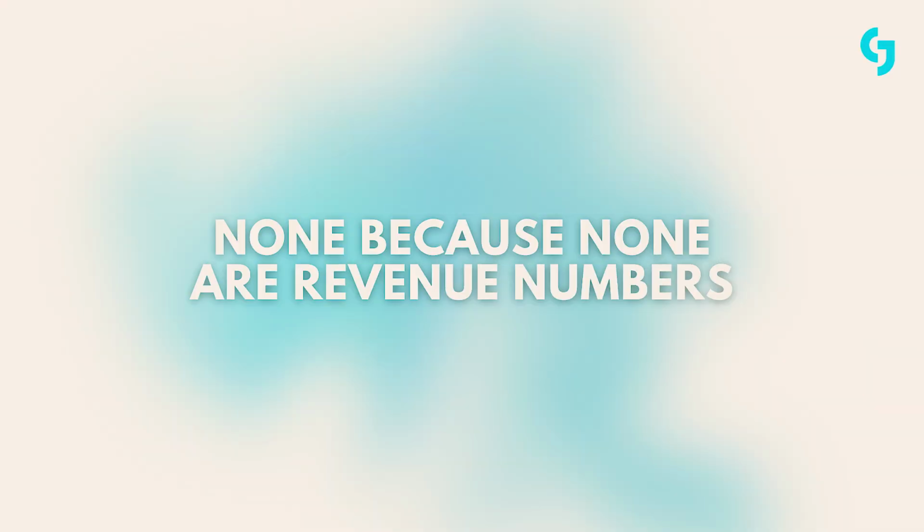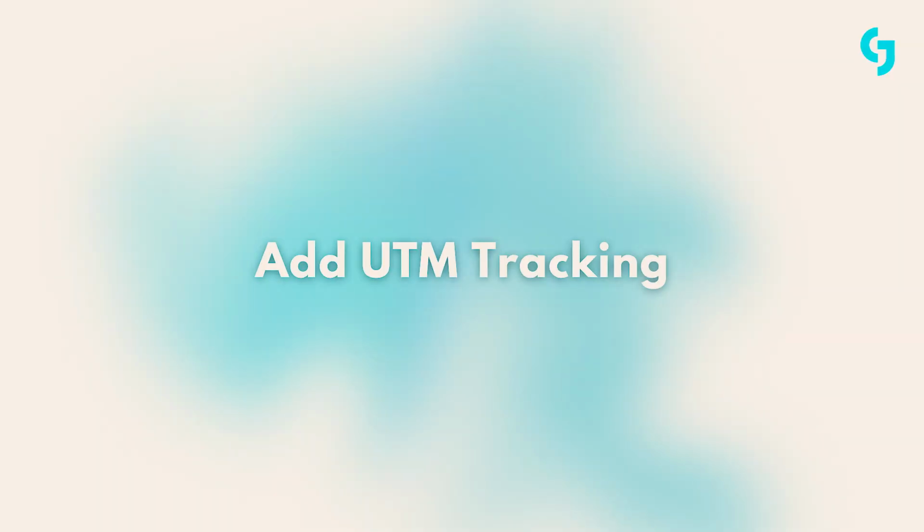And I mean, obviously, if you're on this video, you don't know exactly the answer, but you might have a slight idea of what you actually do, okay? And I'll be honest with you, it's none of the above, because none of them are revenue numbers. And that's where a lot of people make a mistake, okay? What you want to do is you want to add UTM tracking. And I'll run you guys through an example just so that it makes a lot more sense.